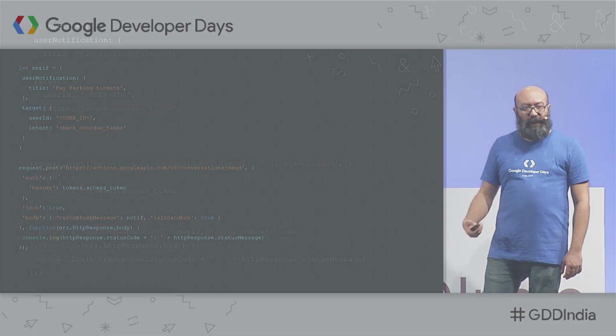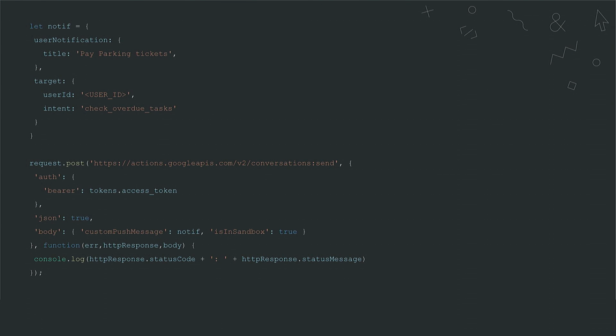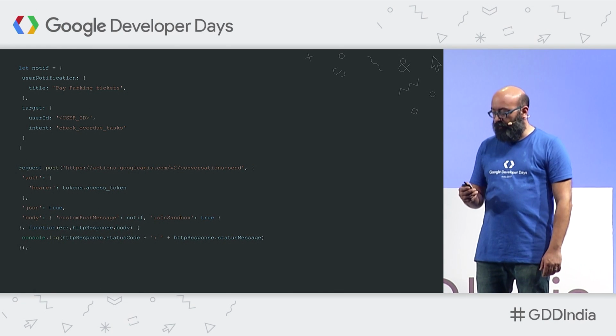When it comes to sending the notification, it's an HTTP API. This is an example of how you would send a notification using some JavaScript code. But basically, you just need an access token that you generate from a service account. You just need to structure the JSON payload of the notification, which is quite simple. You just need a title, and then the user ID of the user that you want to target, and the intent that you've enabled for push notification. And then it's just an HTTP request.